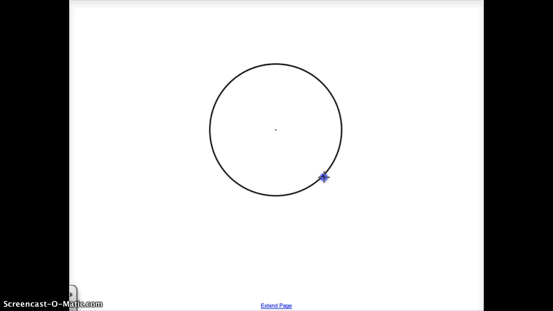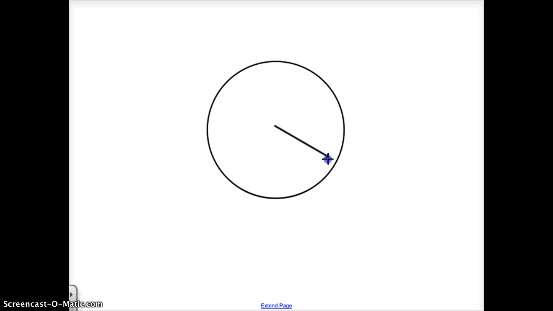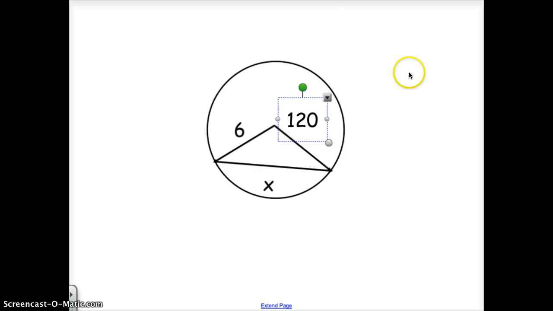Looking at example 2 on the back, we have a circle, and in that circle we have an angle that's created from the center point, and it creates a triangle. The triangle has some information where the radius is 6, and our job is to try to find x, given the fact that the measurement of the angle is 120 right there.